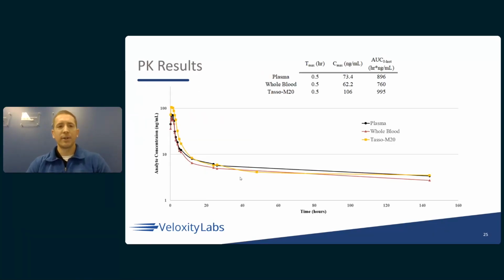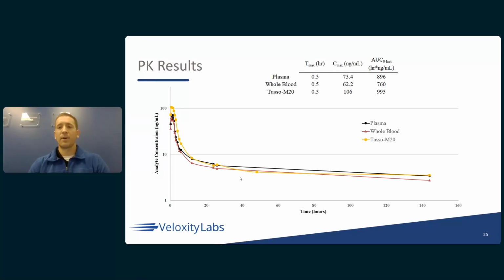So here are the PK results from that study. You'll see here plotted, this is analyte concentration versus time, and black is the plasma compartment, the red is the whole blood, and the orange is the Tasso M20. I've also added just the Tmax, the Cmax, and the exposures up here.